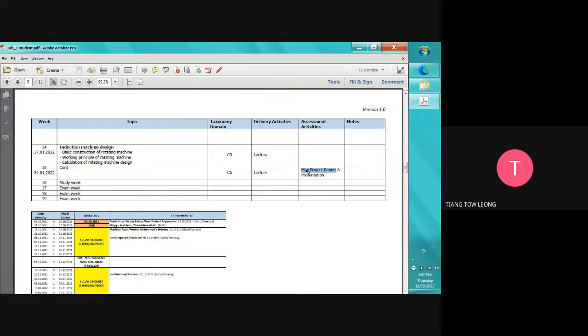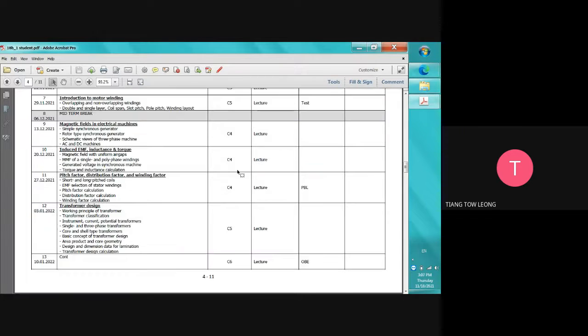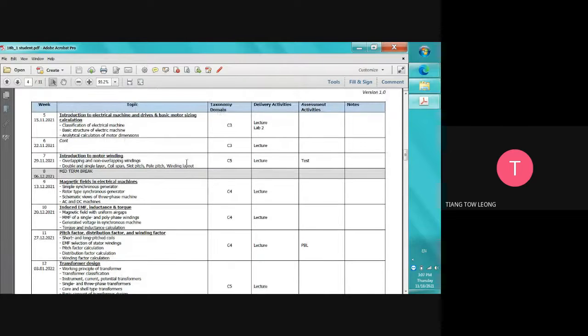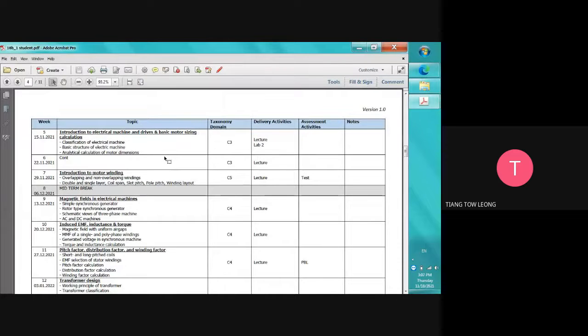This time the mini project presentation weight is quite high. Total is 30 marks. So you need to put a lot of effort into that. Also, you need to work as a team because you have your own team. I have not yet looked through the lab groups. Okay, and hopefully by next week, I think week 7, yes, we will go into the motor winding.